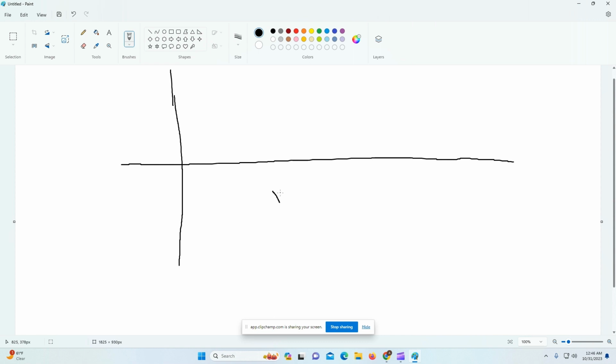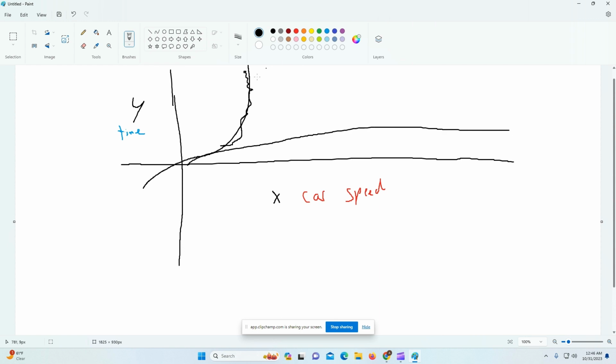Let's say this is our x and our y, and let's say our graph goes up like that. And let's say this is car speed and this is time. Actually, this graph, let me cross this out. Let's just say something like this, right? It could be that or this. Actually, let me just go with this.